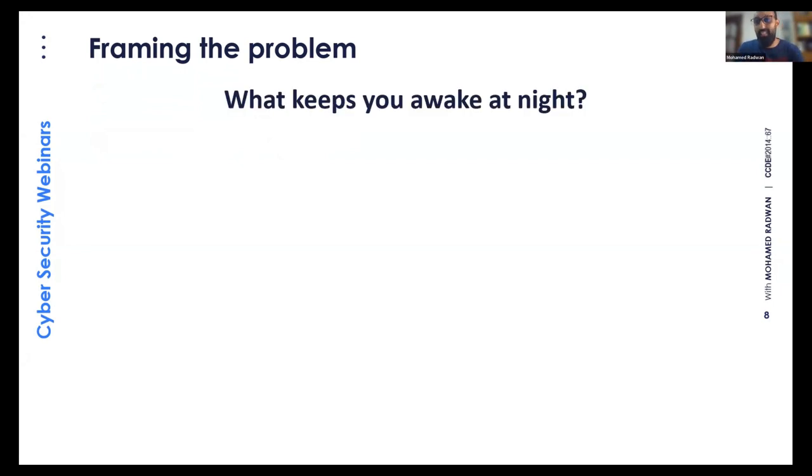Consider yourself, even if you are a security personnel in your company, working as a security architect or in cybersecurity, or even if you're not, security is a responsibility for all of us. So think from a security perspective: what keeps you awake at night regarding security? Each one of you can even speak or just put it in the chat.